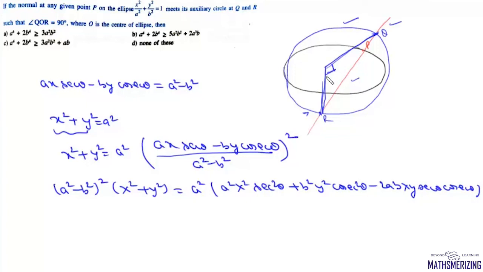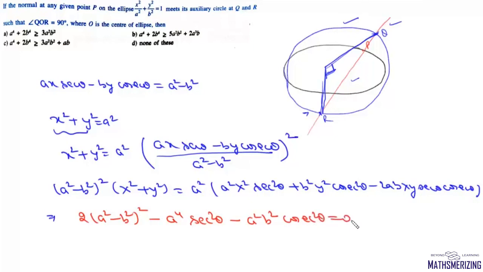Now it is given that these lines subtend an angle of 90 degrees at the origin. So it simply means the sum of coefficients of x square plus y square must be 0. So we write the sum of coefficients of x square plus y square. This sum of coefficients will be 2 times a square minus b square whole square, and then minus a to the power 4 secant square theta, and then minus a square b square cosec square theta, and this value must be equal to 0.